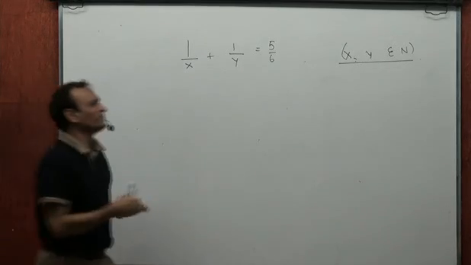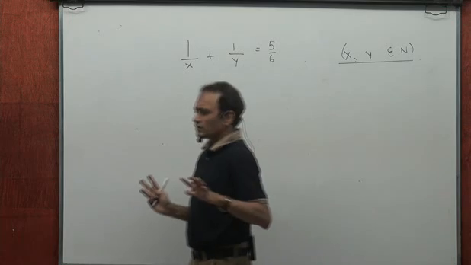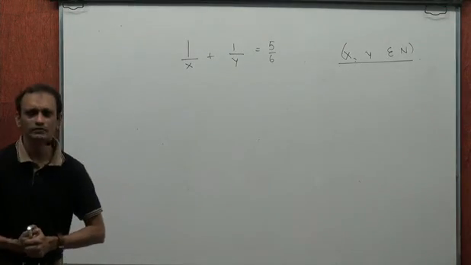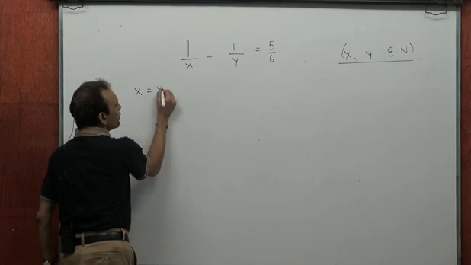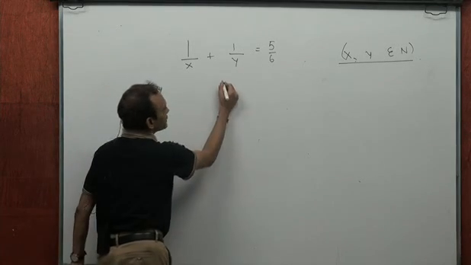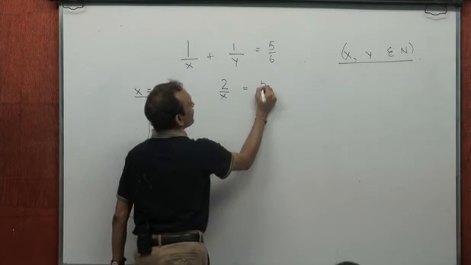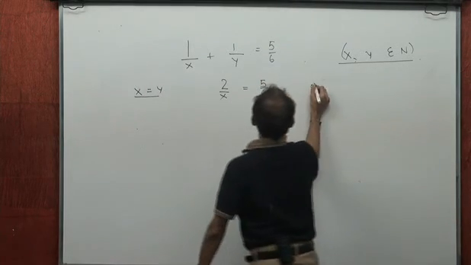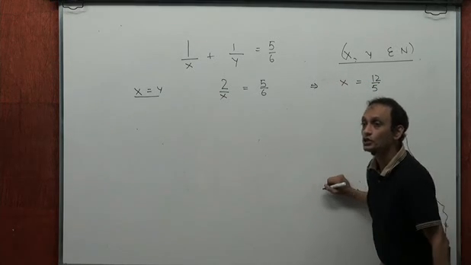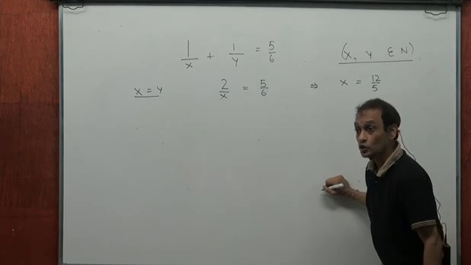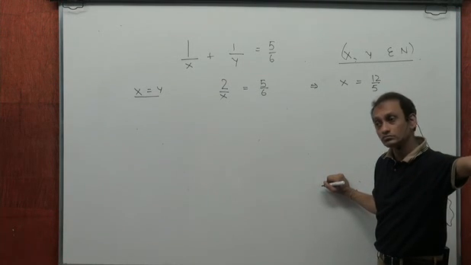Okay. Now one thing, surely x can't be equal to y. The reason x is not equal to y is that if you put x equal to y, you get 2 by x on the left hand side equal to 5 by 6. This gives me x equal to 12 by 5, which is not a natural number. So x equal to y is ruled out.